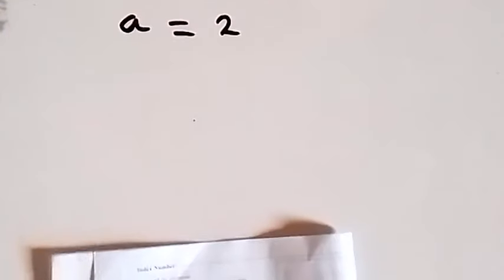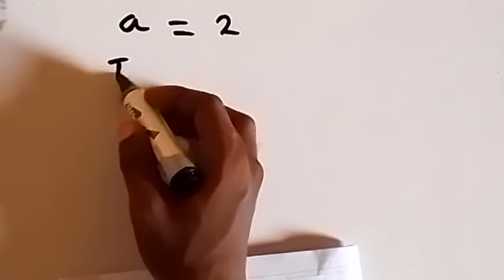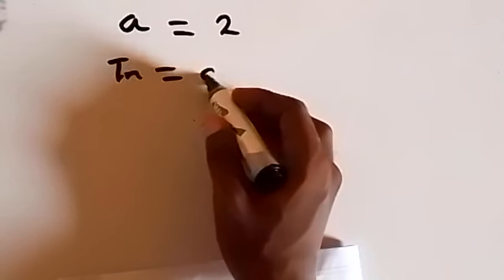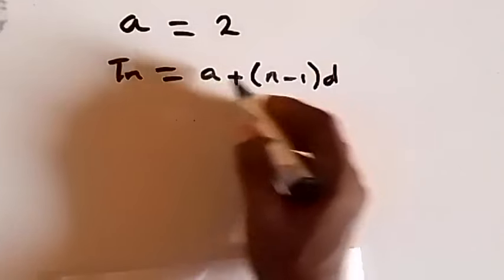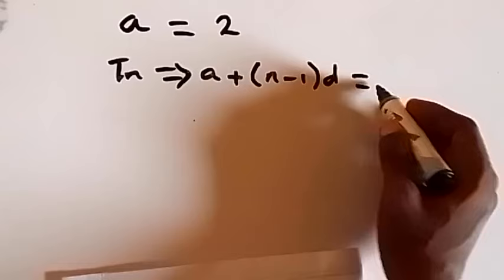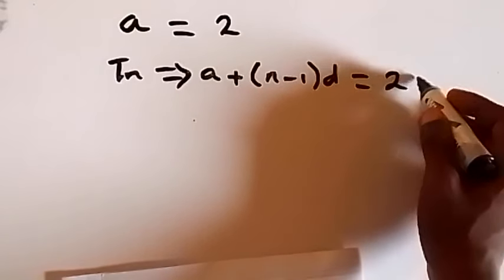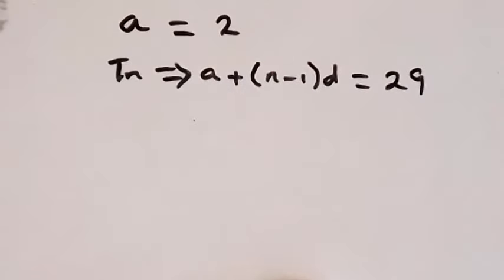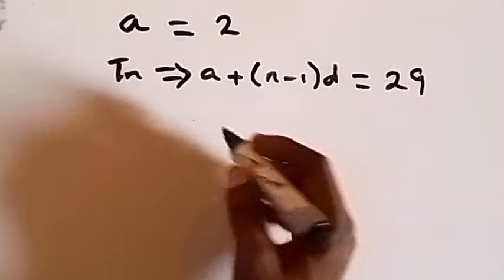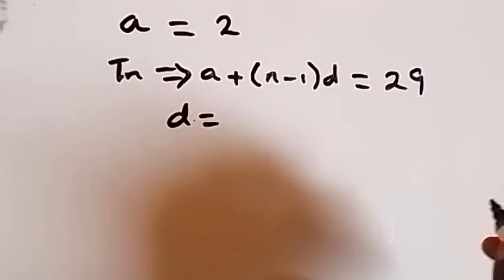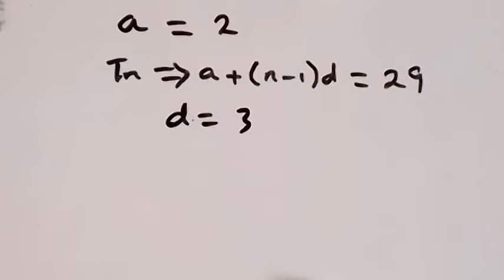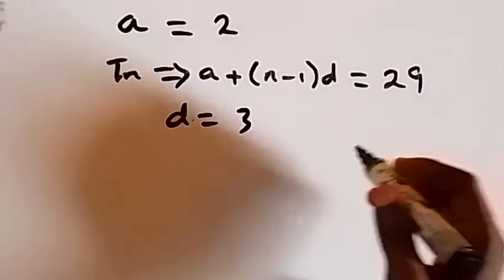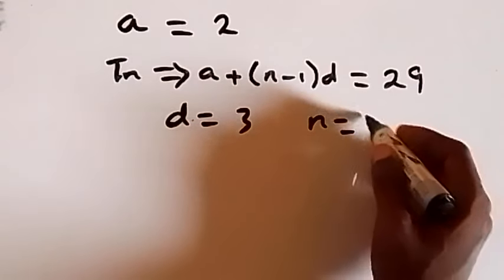The last term in an AP is given as Tn, which is a plus n minus 1 times d. This is the last term, and we are given that to be 29. The common difference d is also given to be 3. The question says find the number of terms in the AP. So how many terms are in the AP? That is n we are looking for.